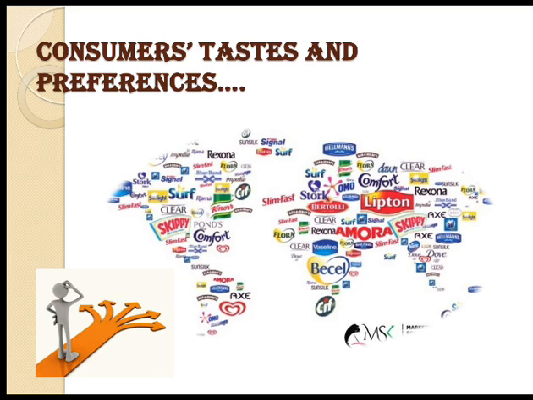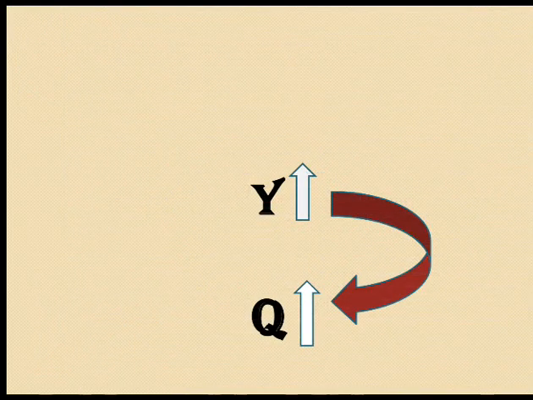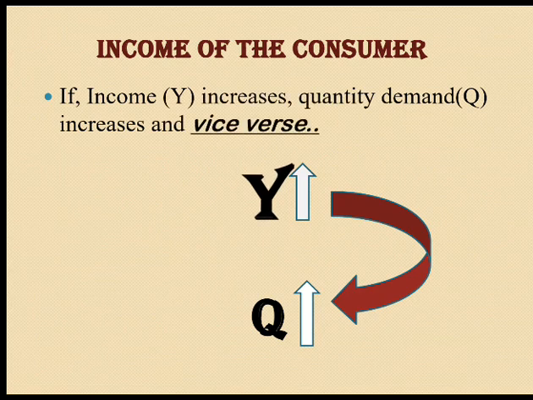Another important factor that affects demand is the income of the consumer. As income rises, quantity demanded increases and vice versa. The reason behind it is that as income rises, people's purchasing power increases. So they are capable of buying more commodities.